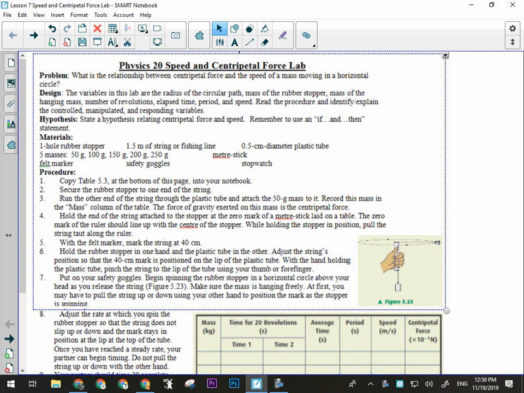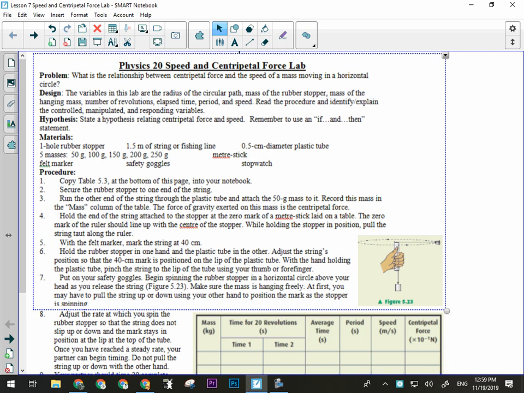Okay? The things that are different are obviously the setup of the experiment. In our last one, we were trying to find out what was the effect of radius on speed. Now, we're not testing radius anymore. Now we're testing centripetal force. So in this lab, rather than changing radius, we're going to keep radius the same. And we're going to change the centripetal force.